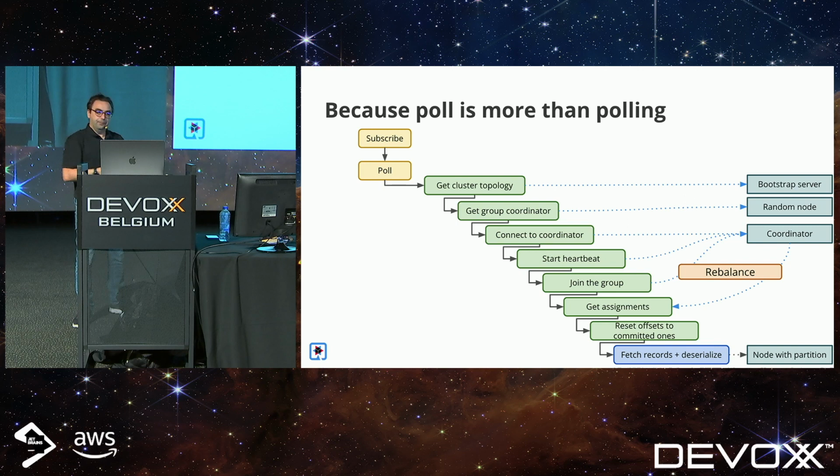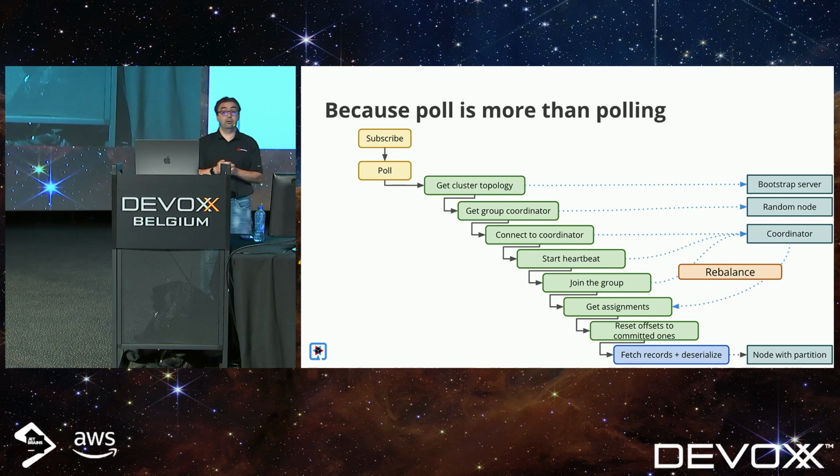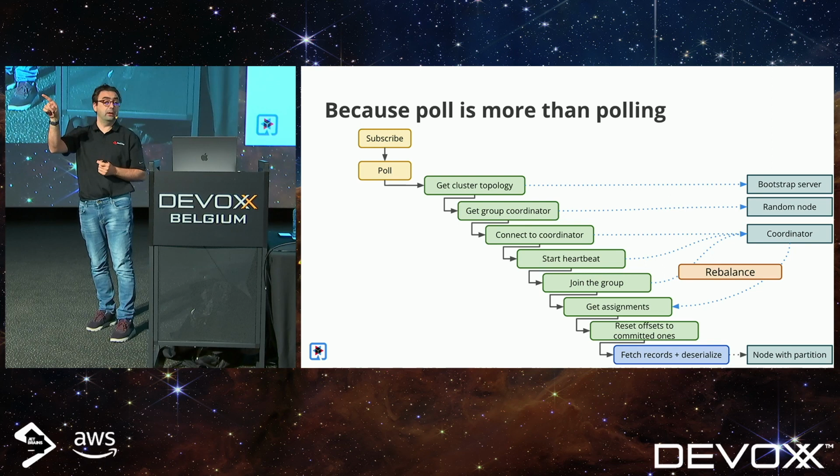So once you are starting the heartbeat, you join the group officially with a group protocol. You have something called rebalance. We will cover that later. Then you get your assignment, meaning from which partitions I'm allowed to pull records. Because at that moment, I don't know yet. The coordinator will say, oh yeah, you as consumer, you have partitions 0 and 1. That's it. You get your assignment.